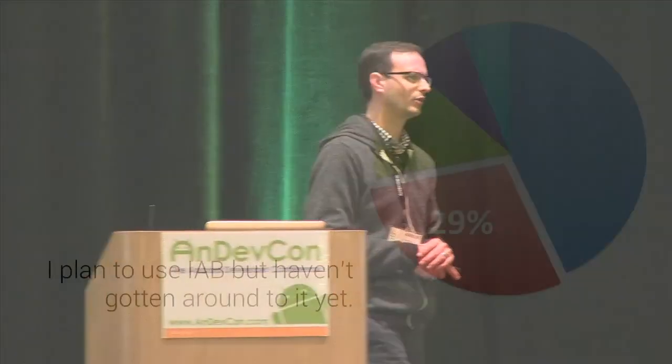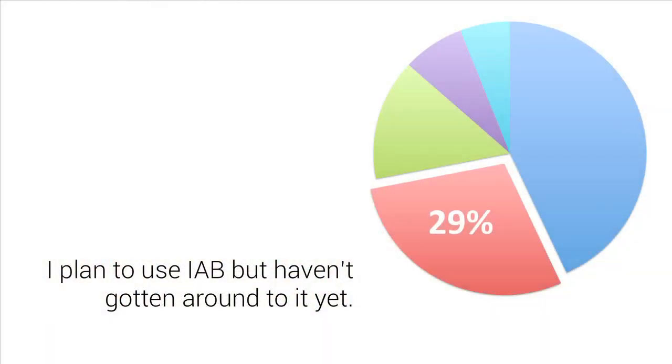And so we asked, why? Is it because the libraries don't do everything you need to? Perhaps you can't do in-app billing in the country that you're living in? And it turned out that almost a third just hadn't gotten around to it yet, which struck me as really interesting. It's like, well, why not? If you want to make money and you know that in-app billing is the way to do it, you just haven't gotten around to it yet?